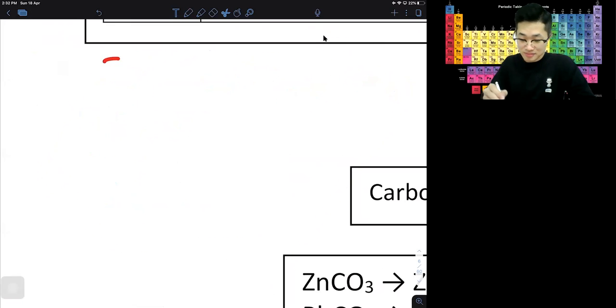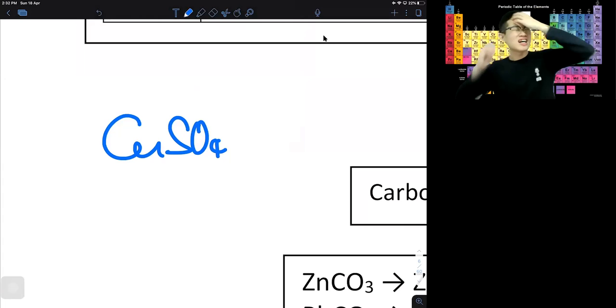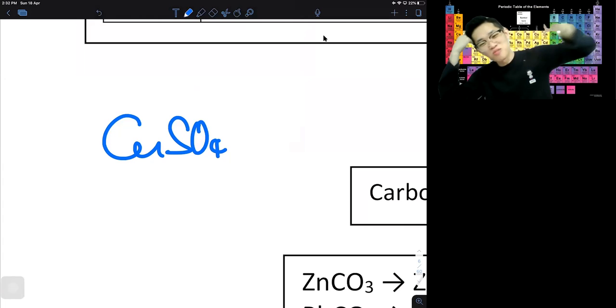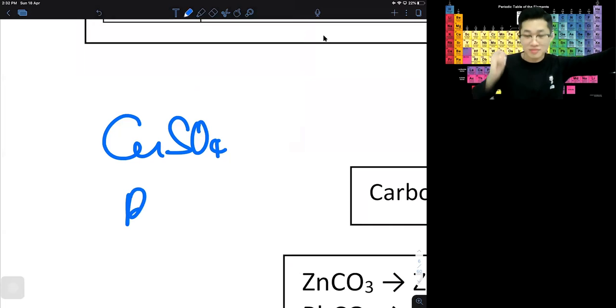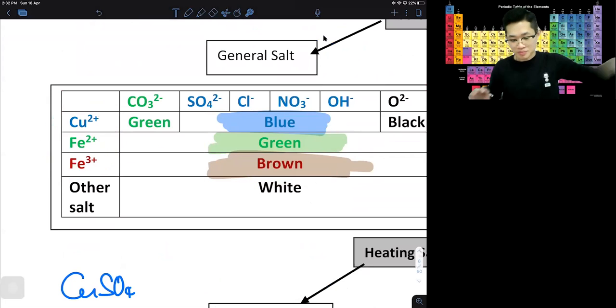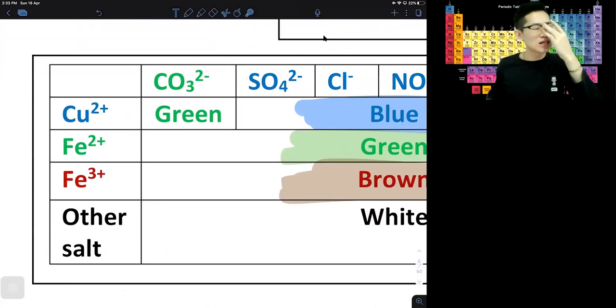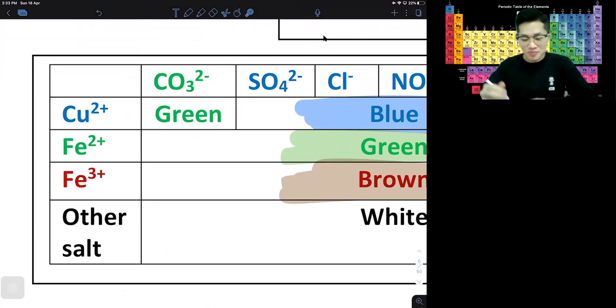Last one. Let's say CuSO4. I cannot remember already. I think almost the same. Okay, thanks. The answer is blue. That's all. So please remember these 3 common colors, and then now we have to go through the special examples.